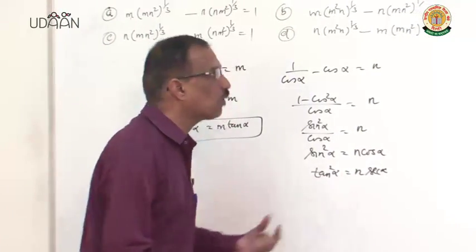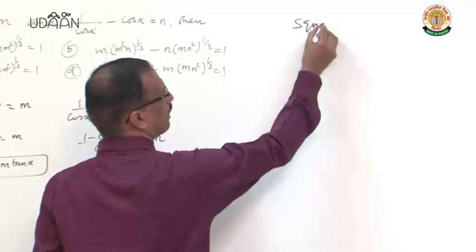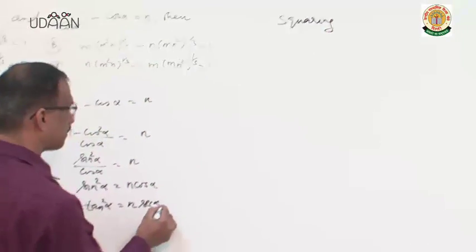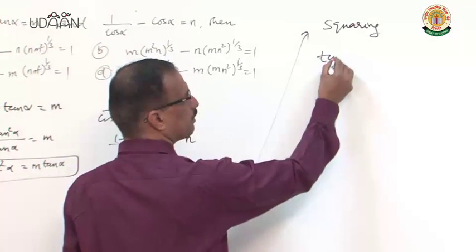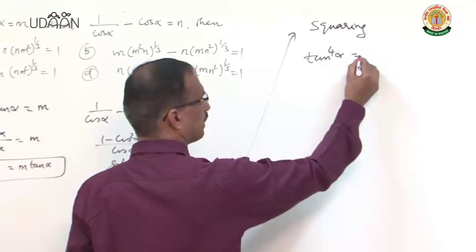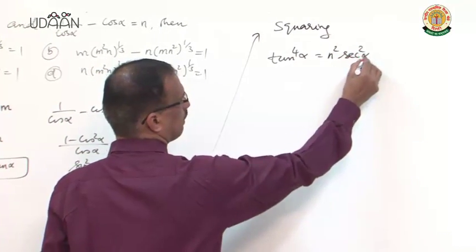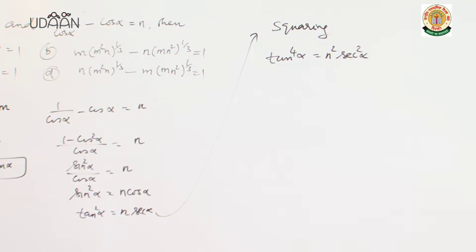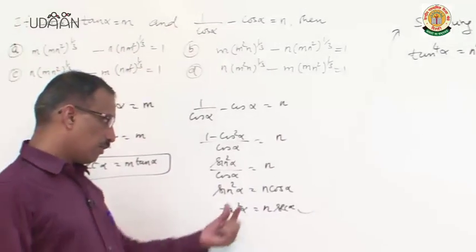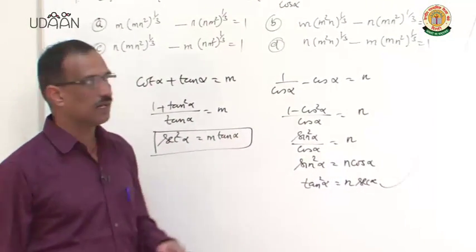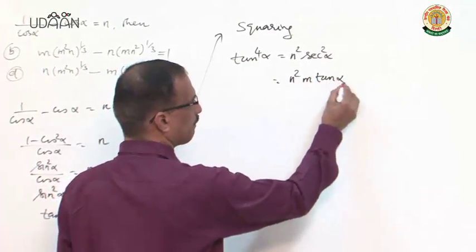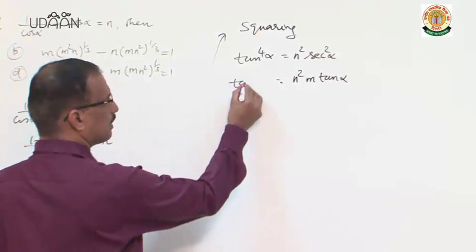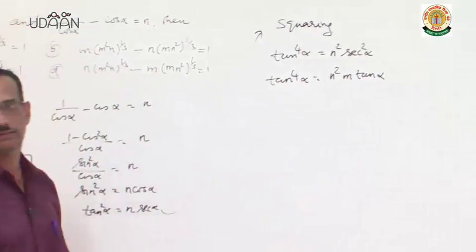So, this one you square it. If you are squaring, what will you get? Tan power 4 alpha equals n squared sec squared alpha. Now, we know sec squared alpha is m tan alpha. So, this you substitute: n squared m tan alpha equals tan power 4 alpha.